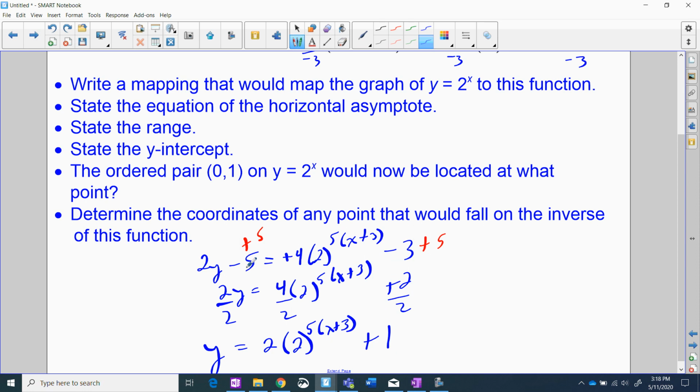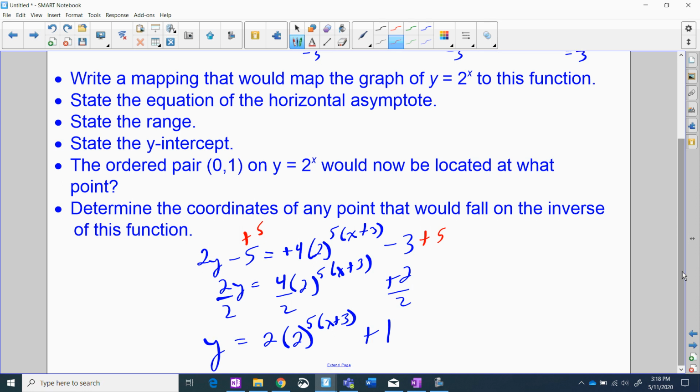Okay, so that's going to be my first process, which on its own is not easy. I get it. You have to have the skill set to do that. Now I'm going to go through and answer all these questions. So let me just get this color. So it says write a mapping that would map your base function 2 to the x. You know it's 2 to the x because your base is 2 here. What would you have to do to 2 to the x to turn it into this function as a mapping?